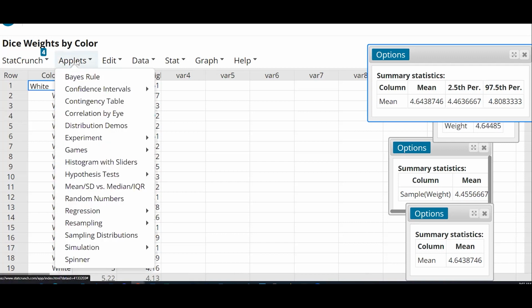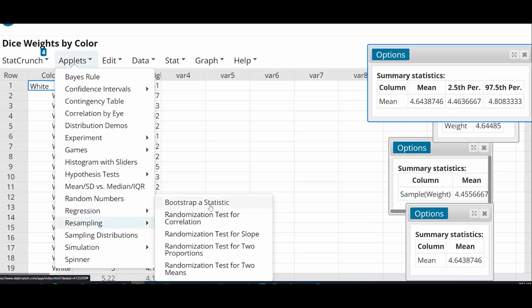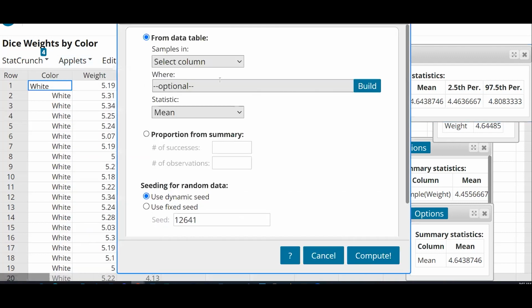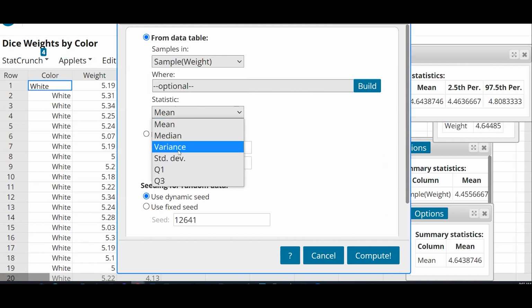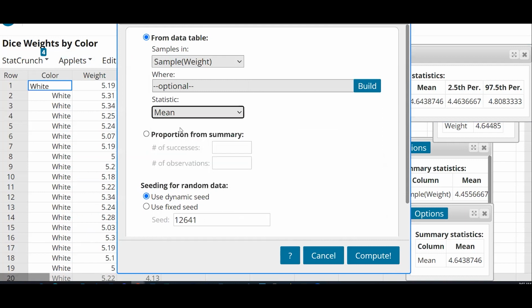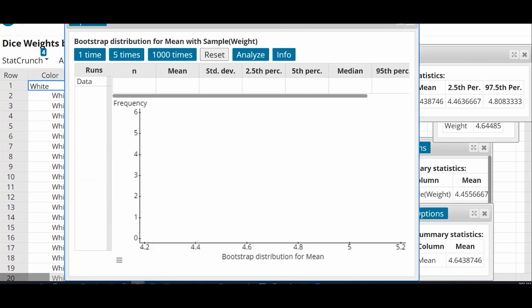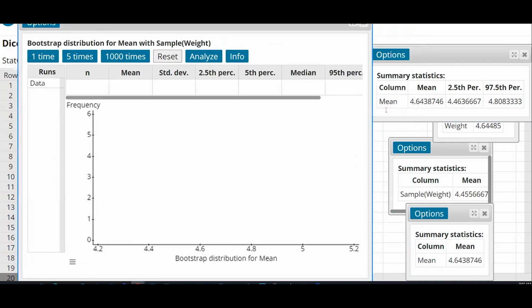resampling. You're going to go to Applets, Resampling, you're going to bootstrap a statistic. And I'm going to choose the sample, right? We're pretending we don't actually have the population. So we're going to choose the sample that we took. We're going to bootstrap the mean, but you can also do other statistics there. And we're going to click compute, and we get a new applet here.